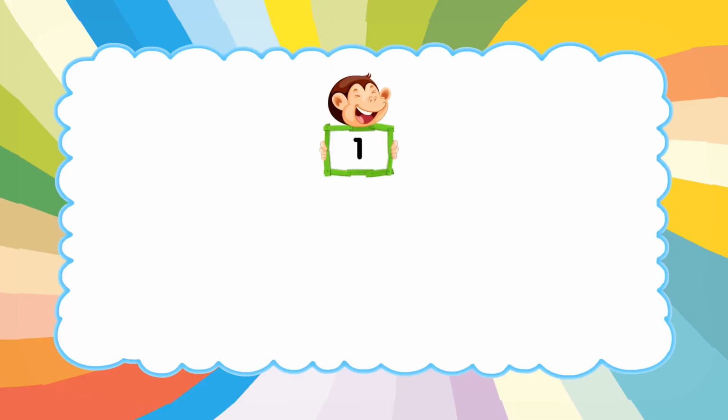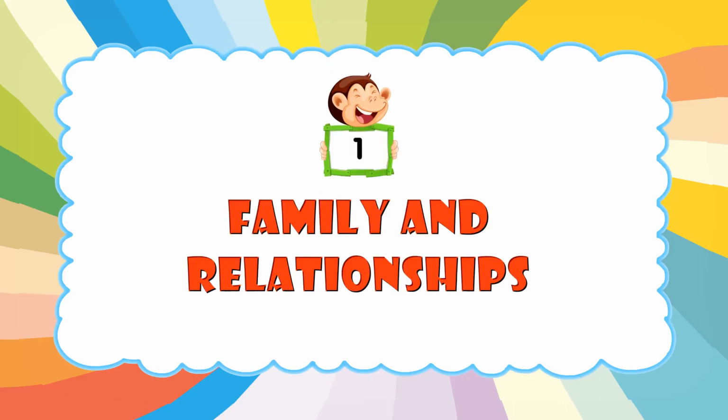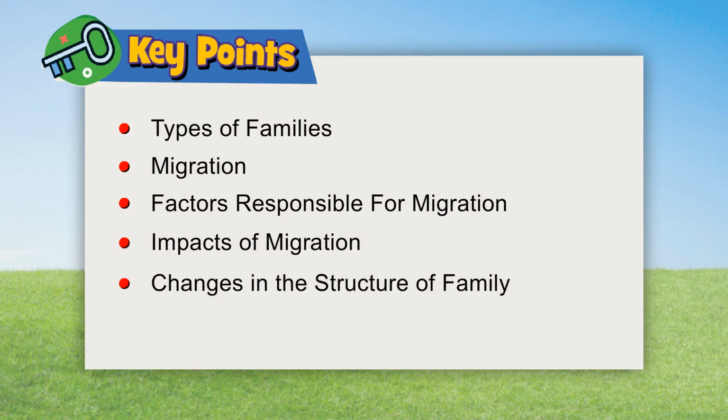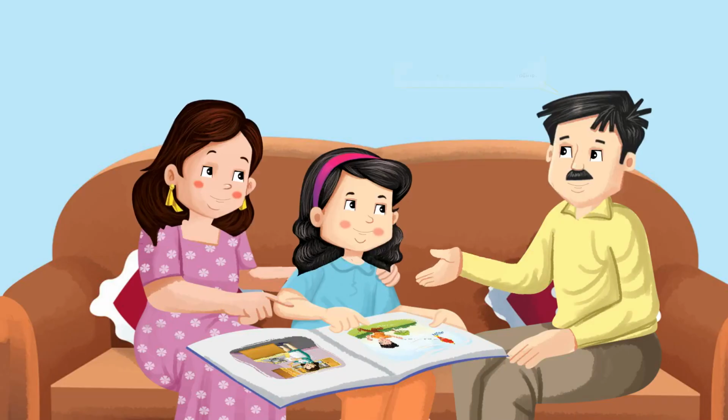Chapter 1. Family and Relationships. Key points. Types of families. Migration. Factors responsible for migration. Impacts of migration. Changes in the structure of family.